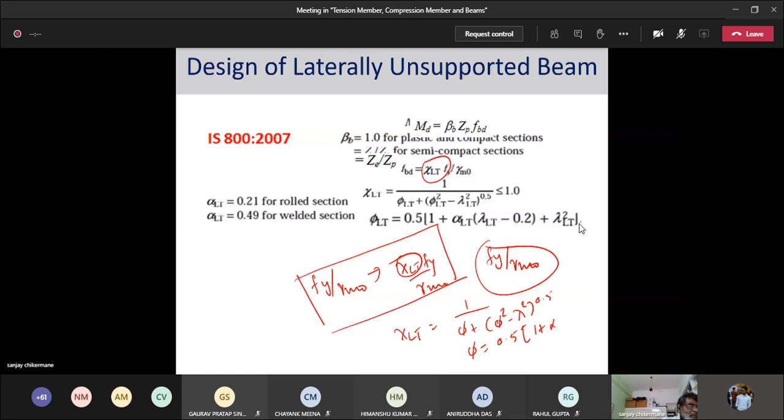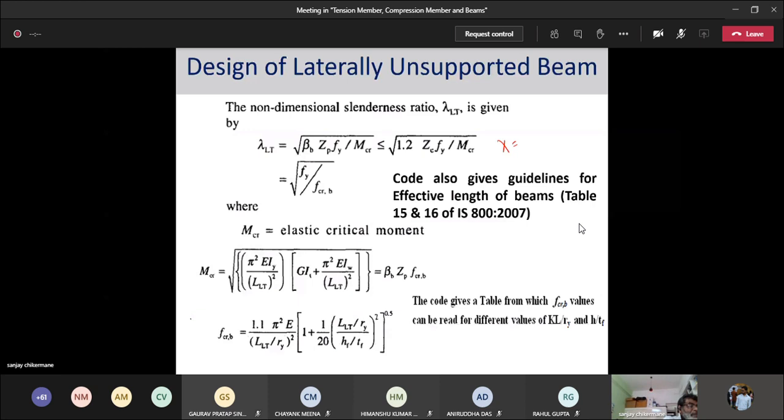Plug that alpha into this equation. But to plug it into this equation, you need to find out what lambda is. And what is lambda? Lambda is nothing but our good old friend, the square root of Fy by F critical, which is the same thing that we used when we looked at column theory. And what is F critical? F critical ends up becoming 1.1 pi squared E by L squared, with some kind of empirical formula which gives you M critical. What is Fy? Fy is known to you.